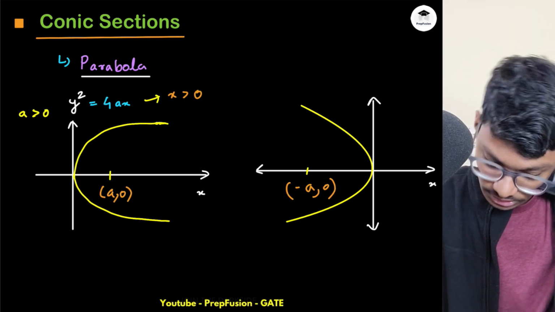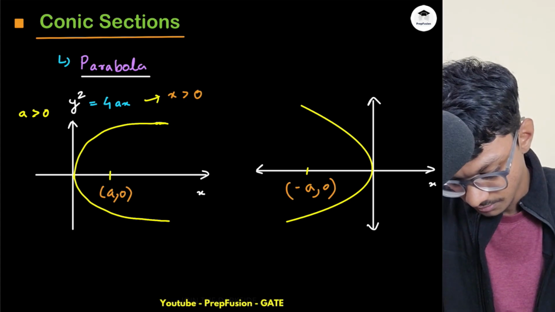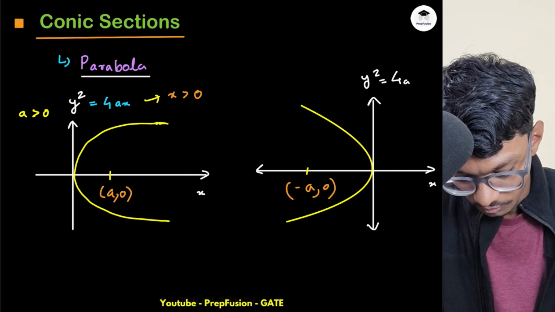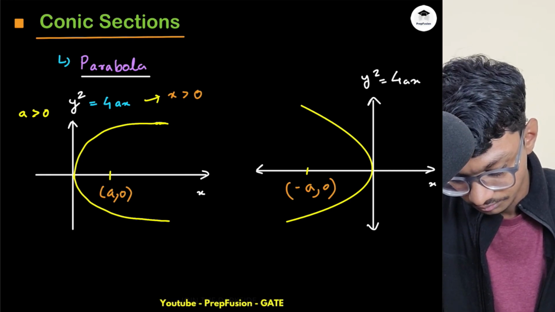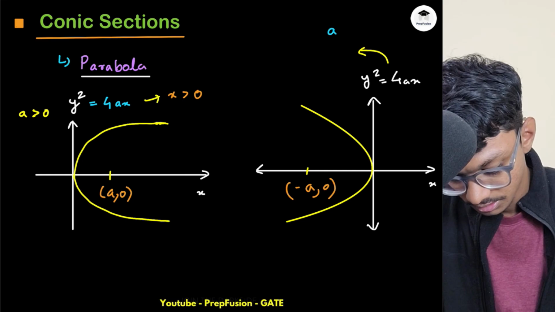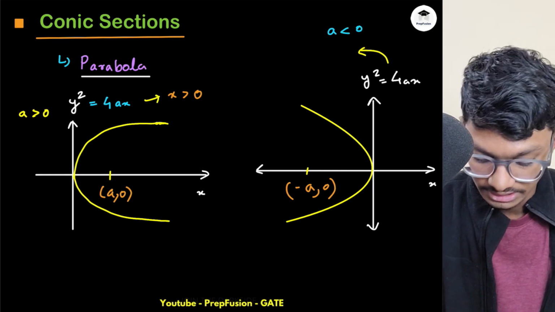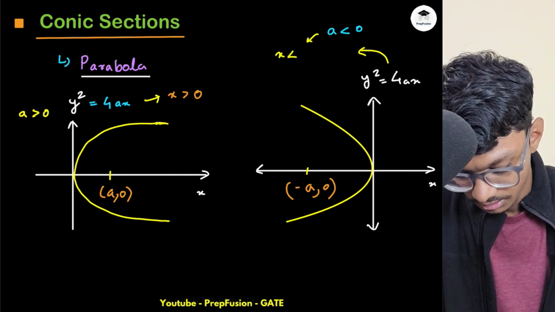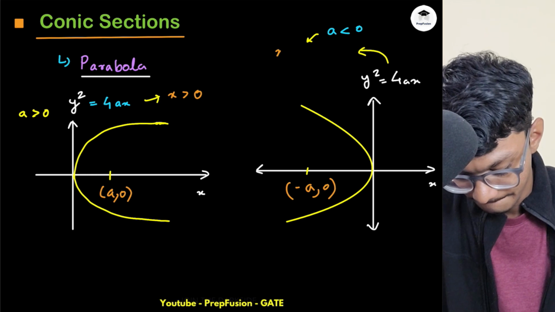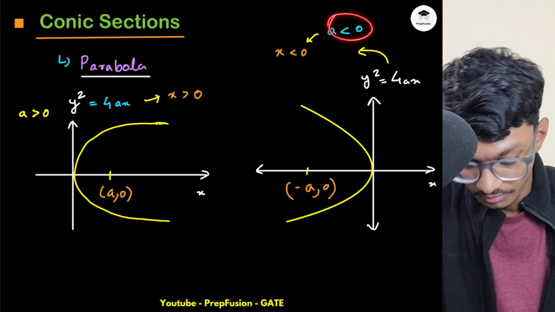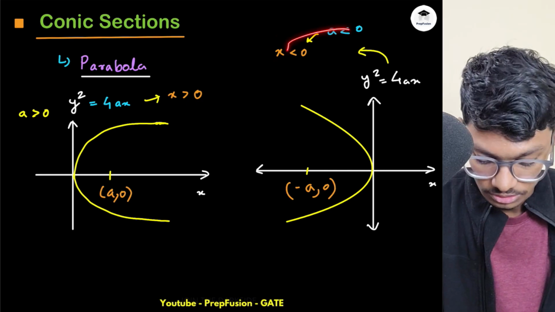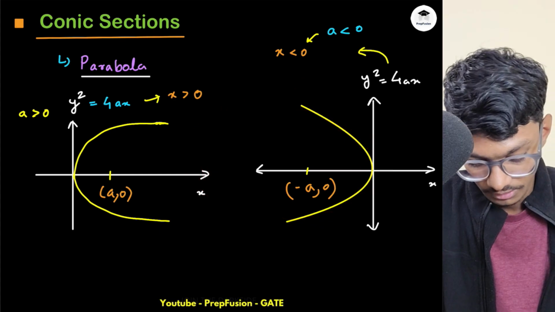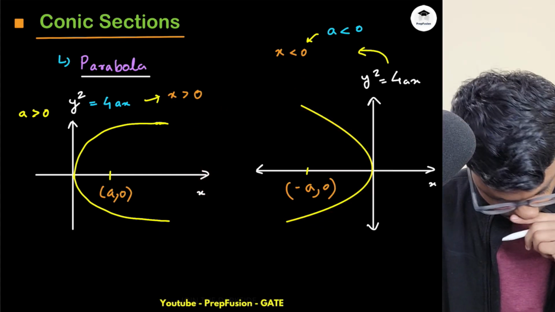Okay, so this is the case, and this is y equals to again 4x, right? This time the difference is that my a is negative. So if my a is negative, then my x has to also become negative, right? If my a is negative, x has to also become negative. That means I will always lie on this left hand side. Okay, so what am I doing wrong?